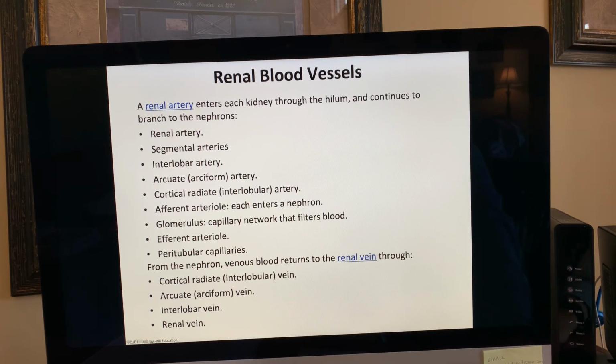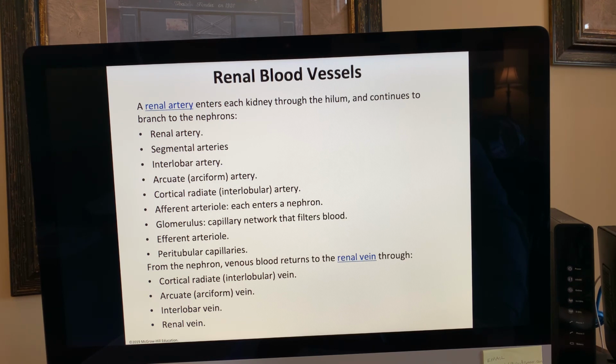Blood flow to the kidneys consists of renal arteries, which are branches off the abdominal aorta. There's a right one going to the right kidney, a left one going to the left kidney. The renal arteries then subdivide into what are called segmental and then interlobar arteries, because the kidney is divided up into lobes. And then those interlobar arteries are going to divide into arteries that go along the border between the cortex and the medulla, called arcuate or arciform arteries.